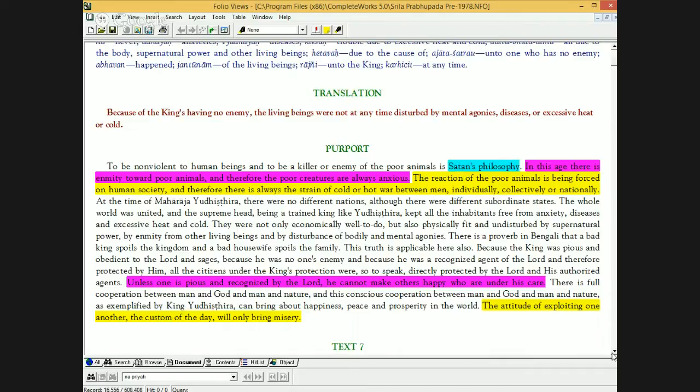Because they were no one's enemy, because he was a recognized agent of the Lord, therefore protected by him, all the citizens under the king's protection were, so to speak, directly protected by the Lord and his authorized agent.